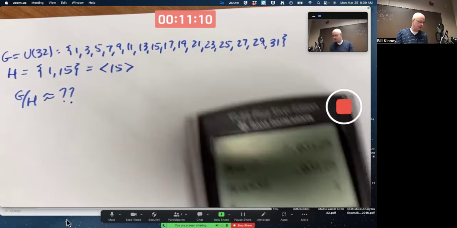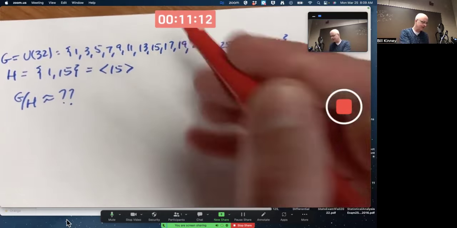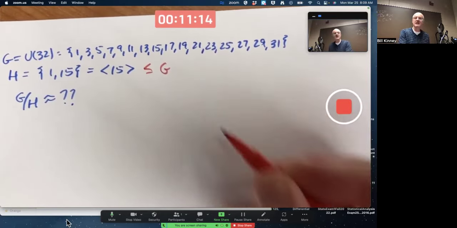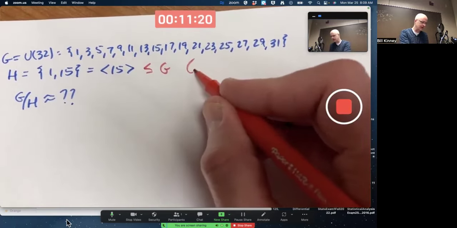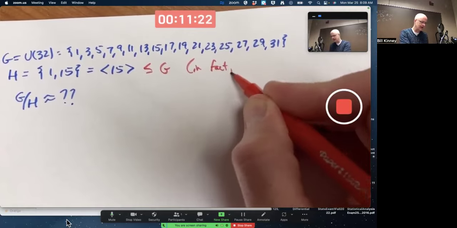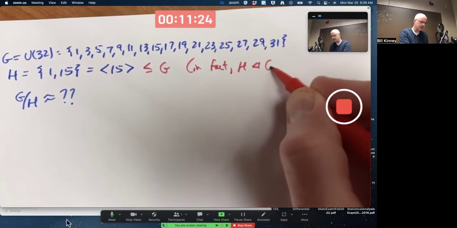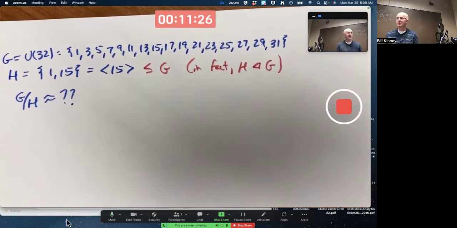This is a subgroup of G. And since G is abelian, it's also going to be a normal subgroup of G. In fact, H is a normal subgroup of G. In abelian groups, all subgroups are normal. So it's only questionable whether a subgroup is normal or not if G is non-abelian.